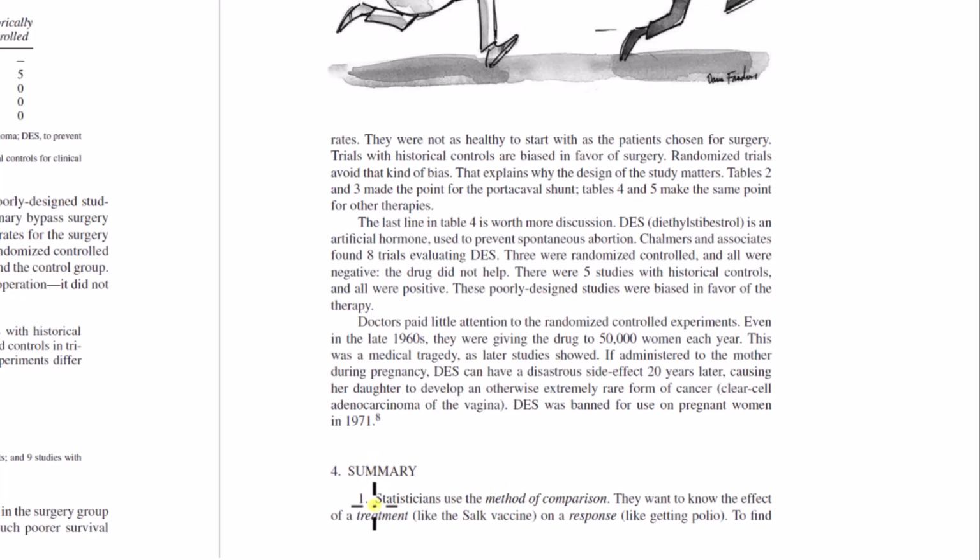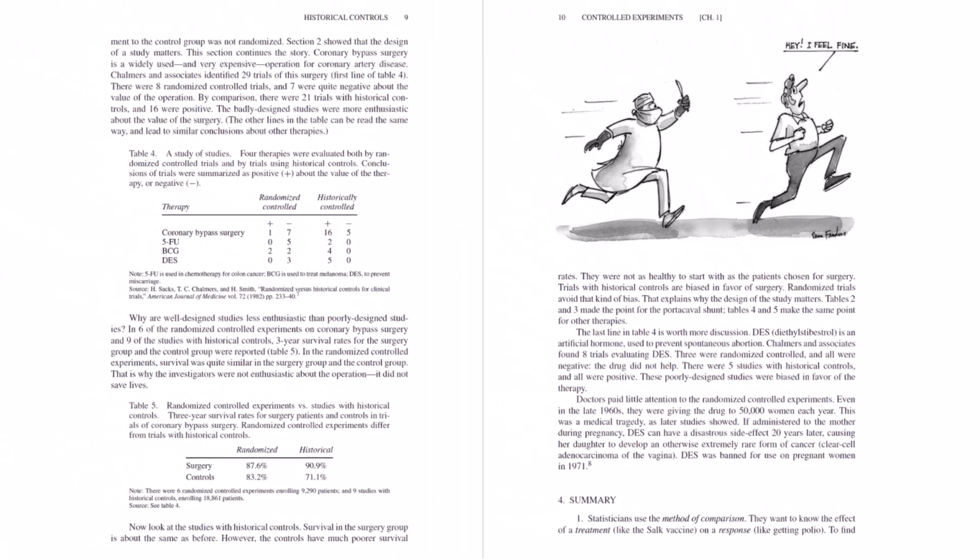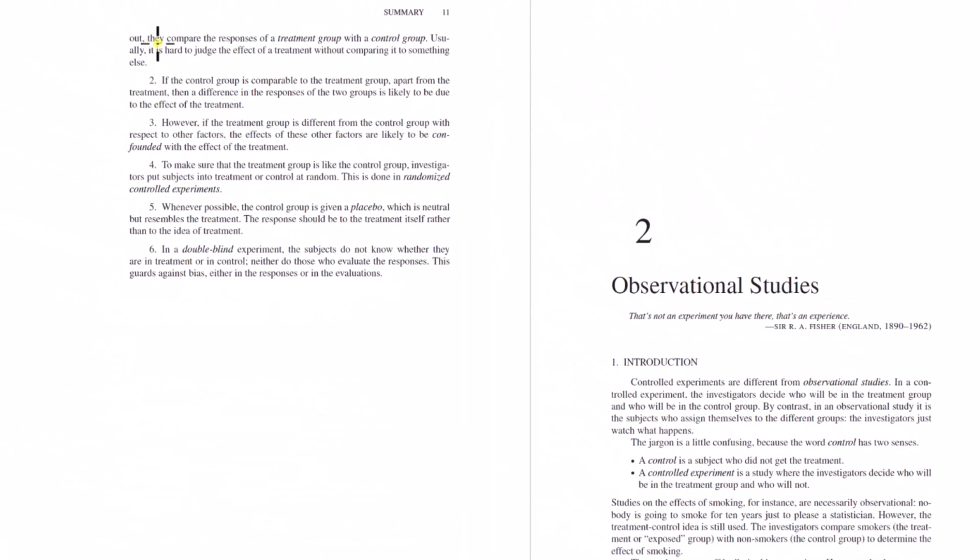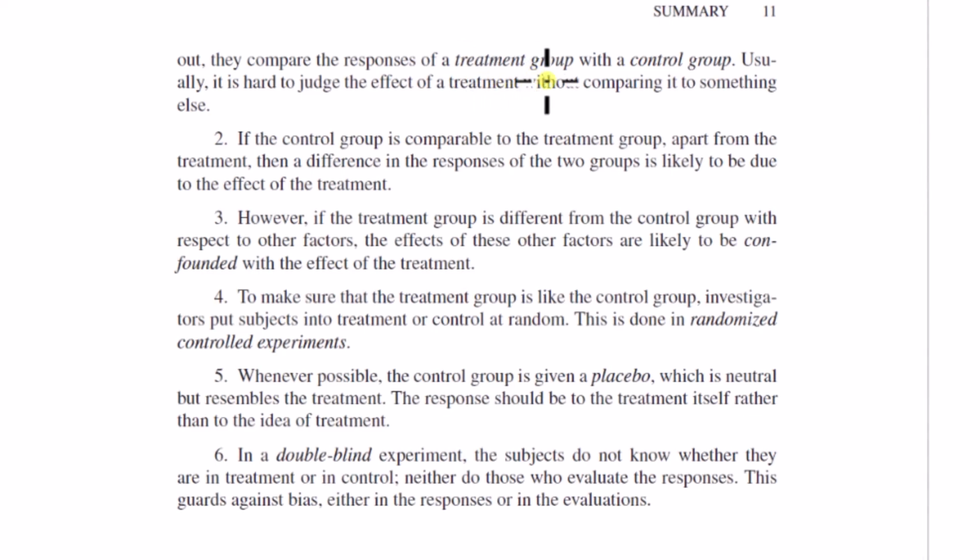All right, let's go through the summary here. Statisticians use the method of comparison. They want to know the effect of a treatment like the Salk vaccine on a response like getting polio, right? The method of comparison, you compare the effect of a treatment on the response. To find out, they compare the responses of a treatment group with a control group. The treatment group and the control group. Usually it is hard to judge the effect of a treatment without comparing it to something else.